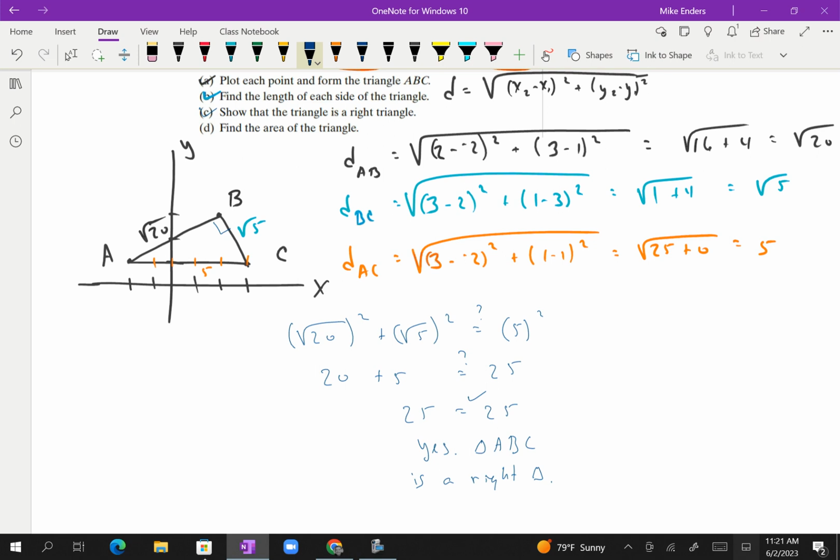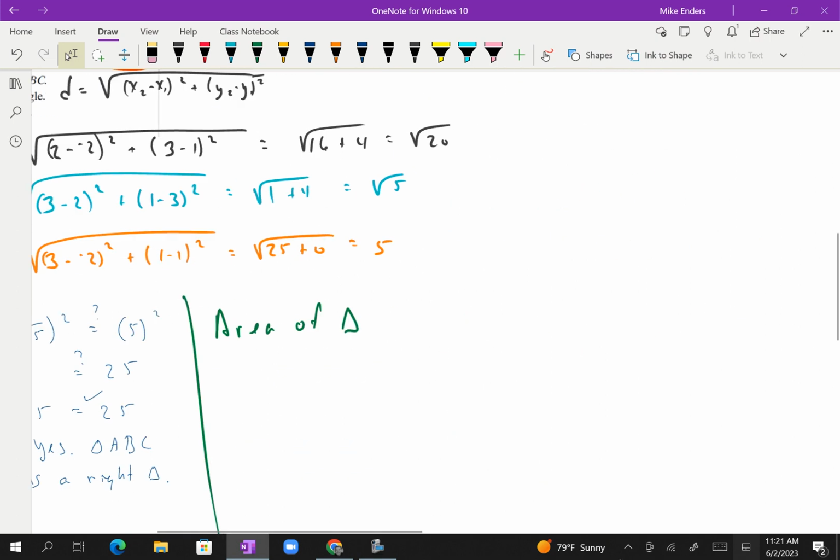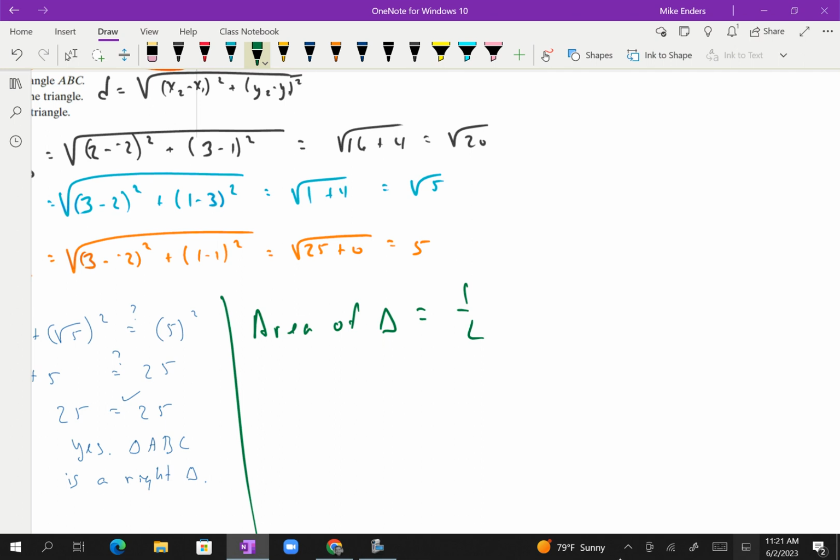We also want to figure out what is the area of this triangle. So if you remember, the area of a triangle is 1/2 the base times the height.